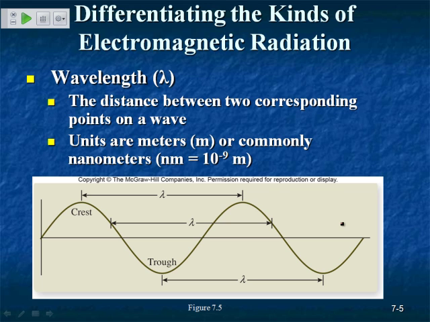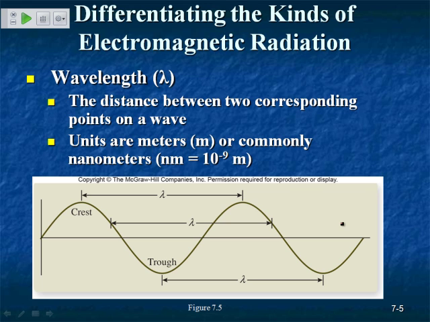So when you say wavelength, it could be from crest to crest on two adjacent waves, or from trough to trough, or let's say you want to start right at this point, exactly the same point on the next wave. They are all the same. Okay? So wavelength is the distance between two corresponding points. That's all you are looking at.